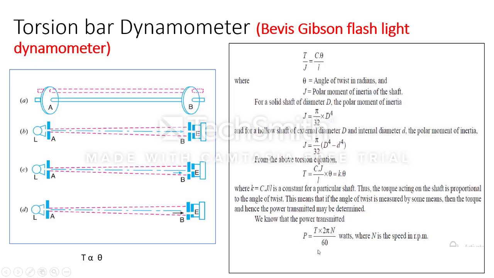So once you get the torque, you can calculate the power. Power is equal to 2 pi N T by 60, and power is in watts. So this is nothing but the torsion bar dynamometer, which is very easy. It is also known as the Bevis-Gibson flashlight dynamometer.